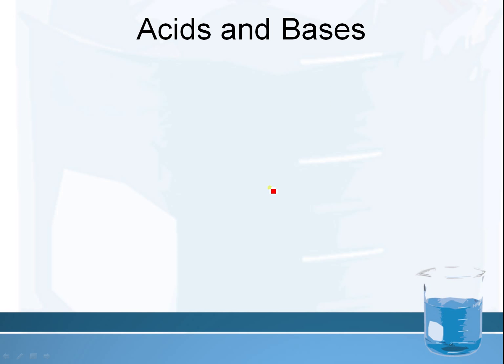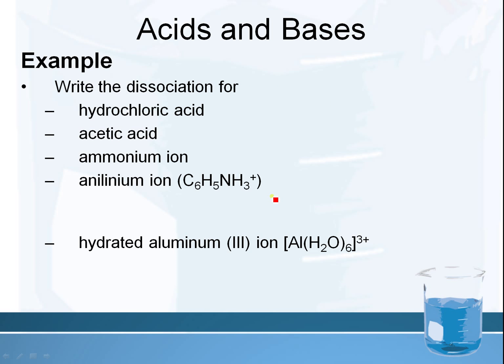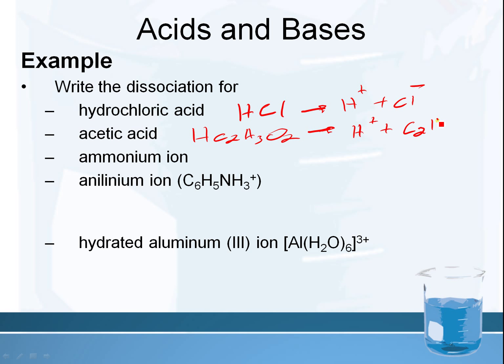Okay, another problem is to write the dissociation for these compounds. What this really means is, what does this look like when you break them down into its ions? So HCl will form a hydrogen ion plus a chloride ion, so that's it. Acetic acid is HC2H3O2. When that breaks apart, it's just hydrogen ion plus the acetate ion. Remember your polyatomic ions. Those first two are pretty easy.